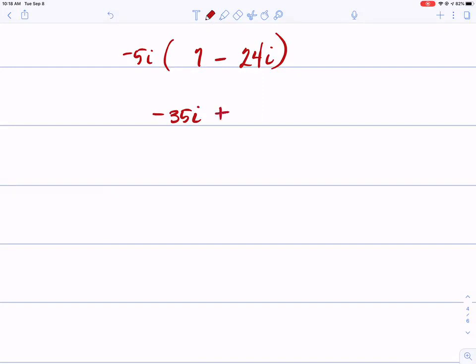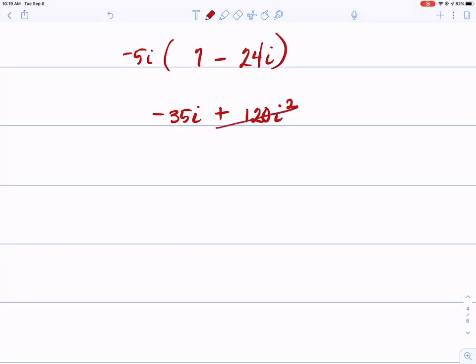Plus, what's 5i times 24i? What's 5 times 24? Should be 120. So positive 120 i squared, because it's an i times an i. So that whole term is going to turn into a negative 120.